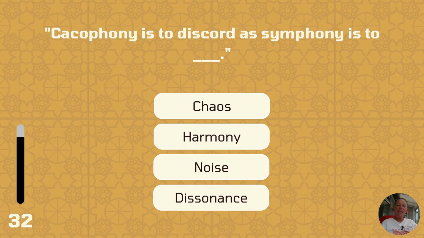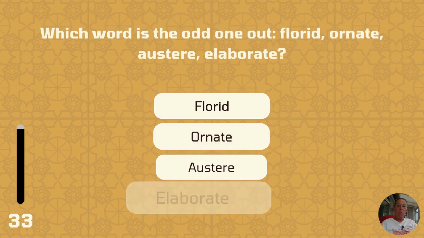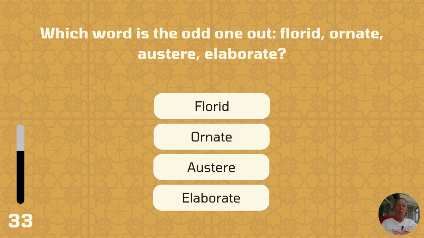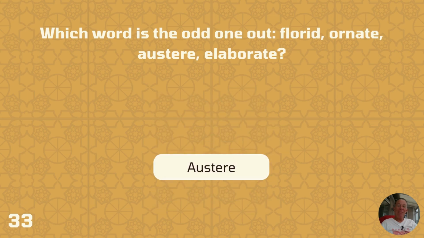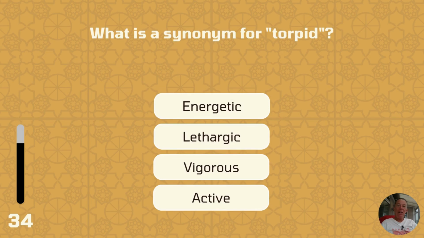Cacophony is to discord, as symphony is to chaos, harmony, noise, or dissonance. Harmony. Which word is the odd one out? Florid, ornate, austere, or elaborate? Austere. What is a synonym for torpid? Energetic, lethargic, vigorous, or active? Lethargic.